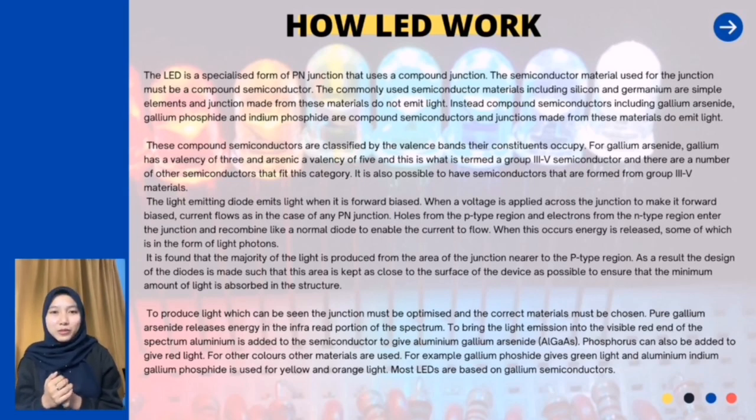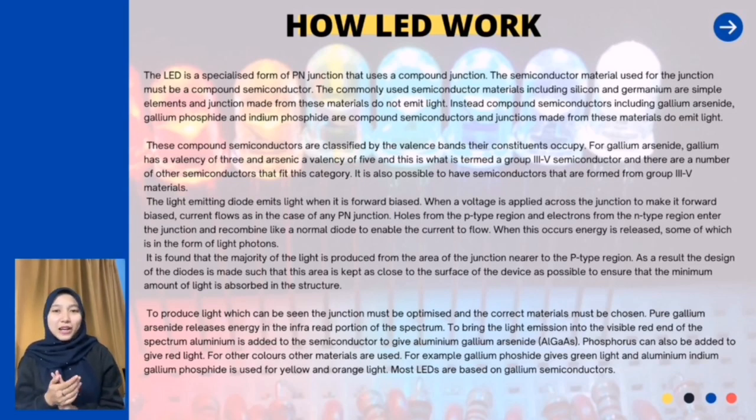These compound semiconductors are classified by the valence bands their constituents occupy. For gallium arsenide, gallium has a valency of 3 and arsenic a valency of 5, and this is what is termed a group III-V semiconductor, and there are a number of other semiconductors that fit this category. It is also possible to have semiconductors that are formed from group III-V materials.